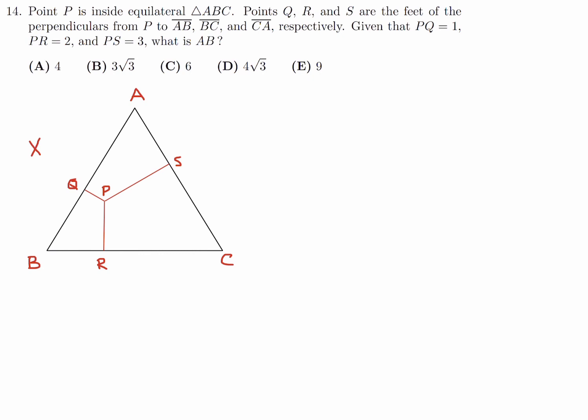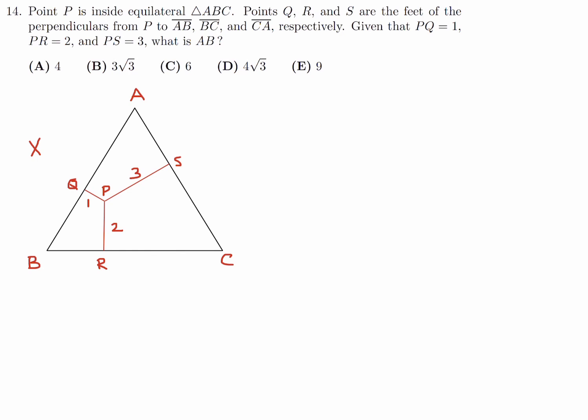I think that's what they're trying. Yeah, AB, that is what they want us to figure out. Okay, so let's label the PQ, which is 1, PR, which is 2, and PS is 3. Now, how are we going to approach this question? With this information that the question gave me, how can I figure out the value for X?